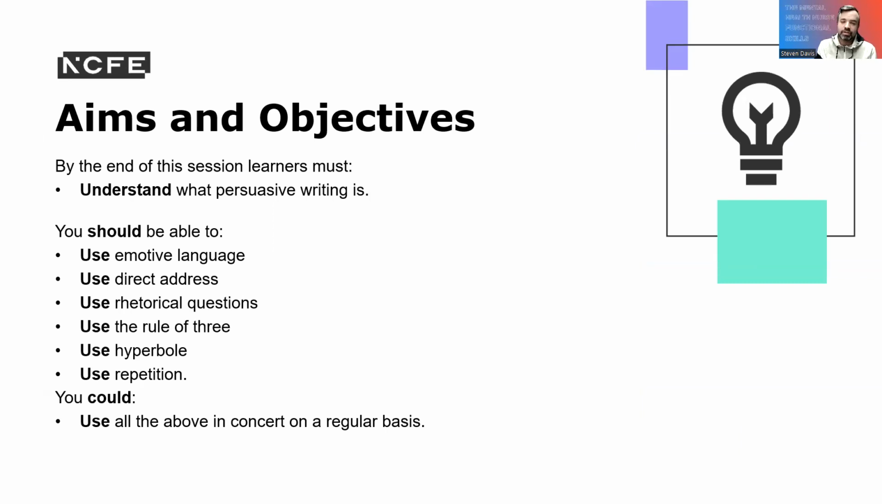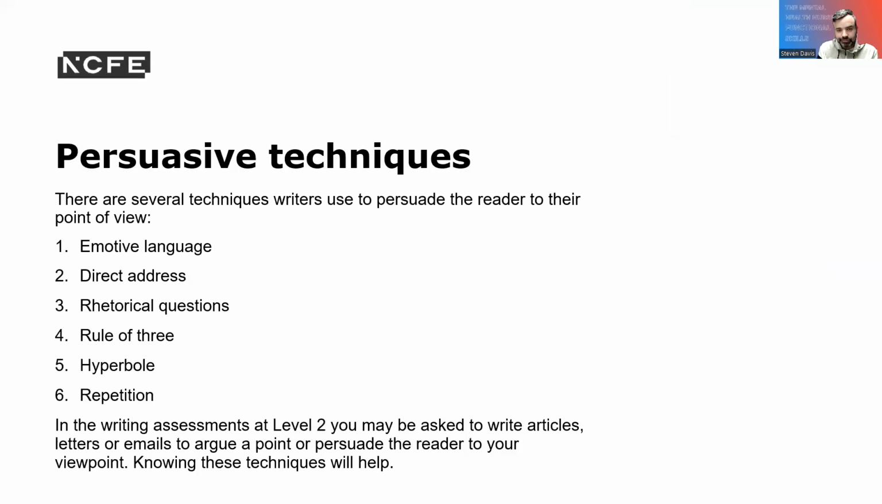You should be able to use emotive language, use direct address, use rhetorical questions, use the rule of three, use hyperbole, and use repetition. You could use all of the above to create persuasive writing on a regular basis.